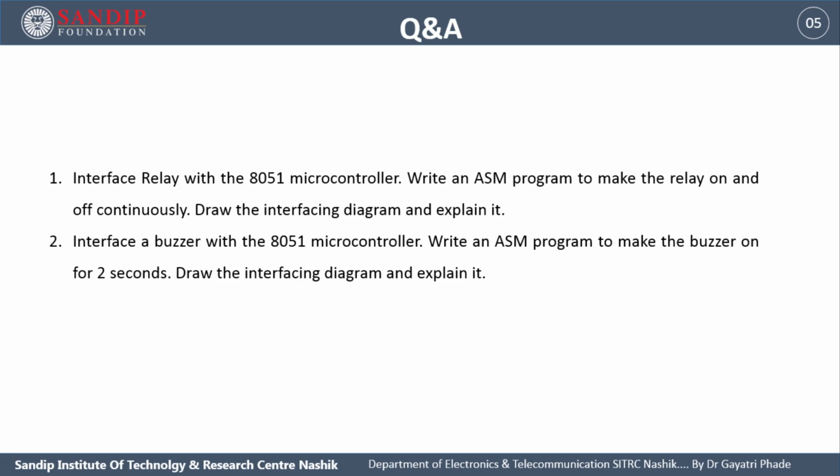For the buzzer, it is asked in the same way. Interface it, write a program, but here timing is mentioned. The buzzer should be on for 2 seconds. So in this case, delay can be generated using the timer so that you can fulfill the requirement of 2 seconds. So that is all about the interfacing of buzzer and relays.